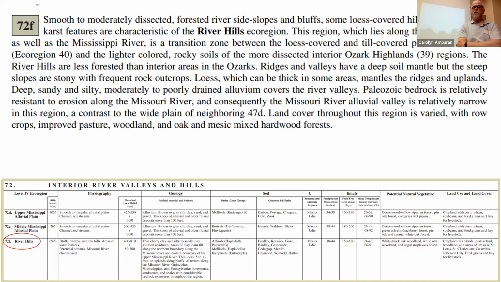And Paleozoic bedrock is resistant to erosion. And so the Missouri River Valley, the floodplain, is narrower as it cuts through the Ozarks than it is immediately upstream, like at Glasgow. And then, you know, we're here in the River Hills. Another part of the area gives the physiography and the geology and the soils and the general vegetation and the current land use.